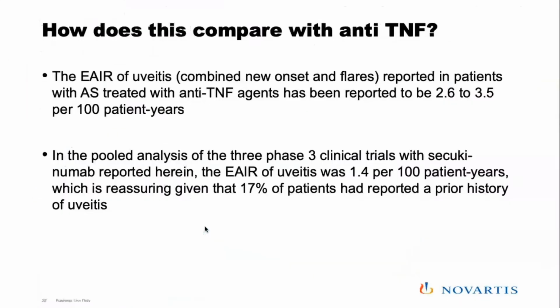So how does this data compare with anti-TNF? The exposure-associated incidence rate, that is the combined new onset and flares, reported in patients with anti-TNF, remember, this includes etanercept as well as adalimumab, golimumab, and all the anti-TNFs combined, was found to be 2.6 to 3.5% per 100 patient years. But in the pooled analysis of the phase 3 trials with secukinumab, the EAIR of uveitis was only 1.4 per 100 patient years, which is reassuring, given that 17% of patients in this cohort had reported a prior history of uveitis.